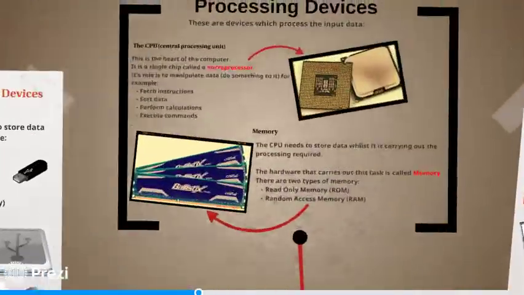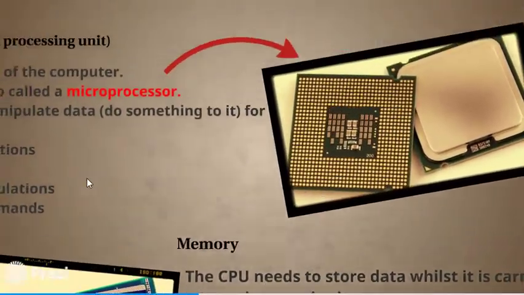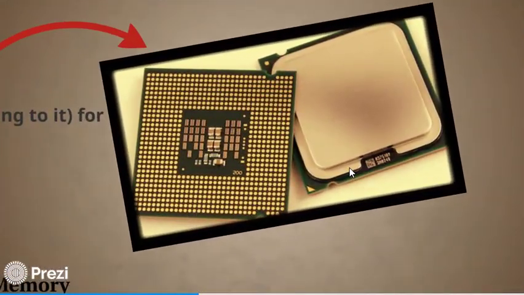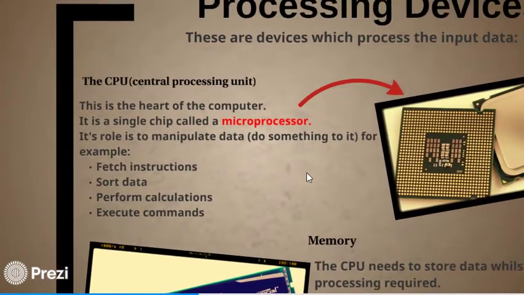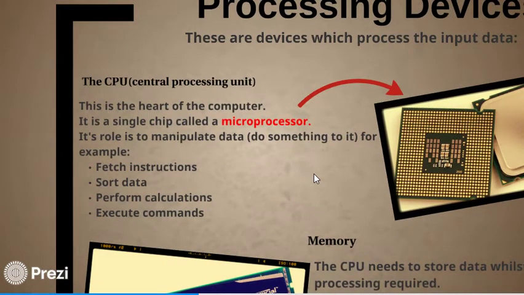Okay, so this is how it looks. This is just a tiny device, but it acts as the heart and the brain of your computer system. Without it, your computer system won't work. It is a single chip called a microprocessor. It is also responsible for manipulating data, to do something to it, for example fetch instructions, sort data, perform calculations, and execute commands.